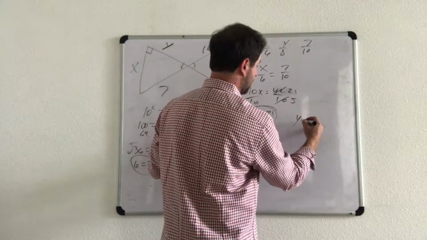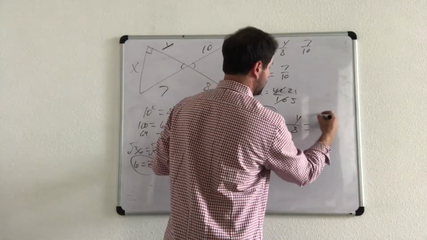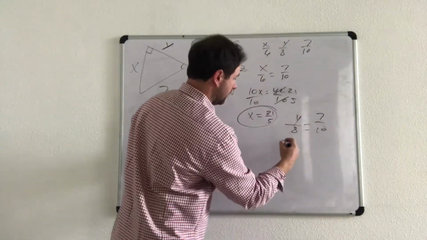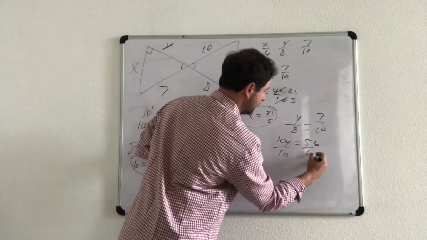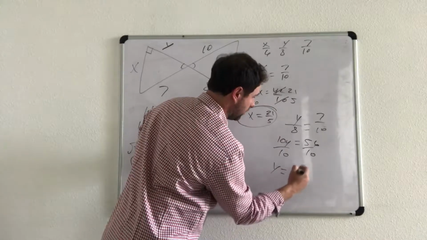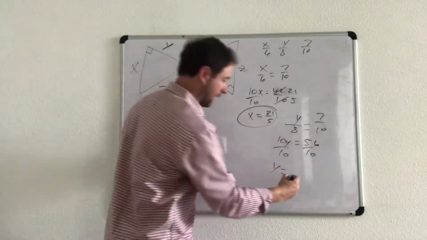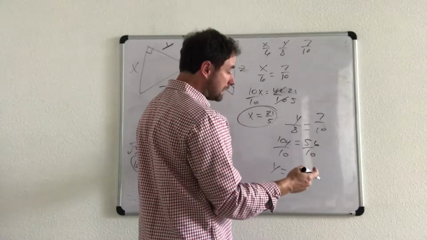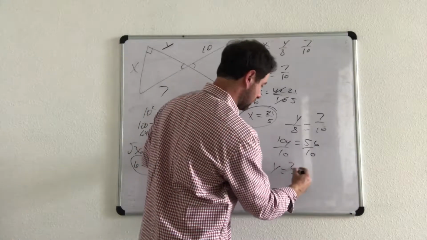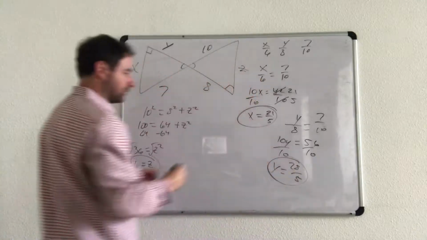We get y over 8 equals 7 over 10. You get 10y equals 56. Divide both sides by 10. Y equals, once again, we'll reduce this one in half. It will be half of 56 is 28. 28 fifths.